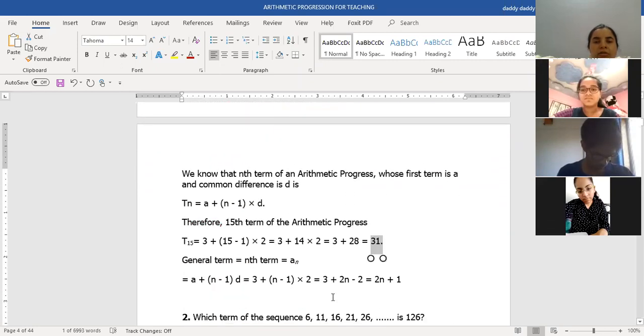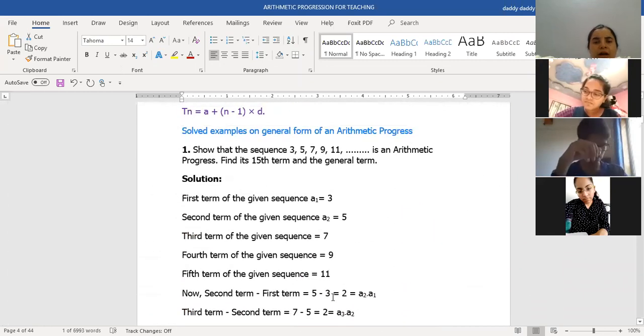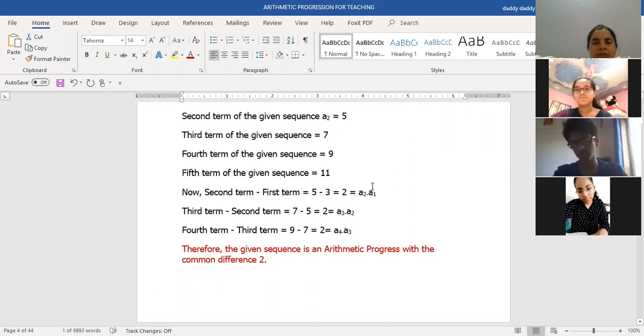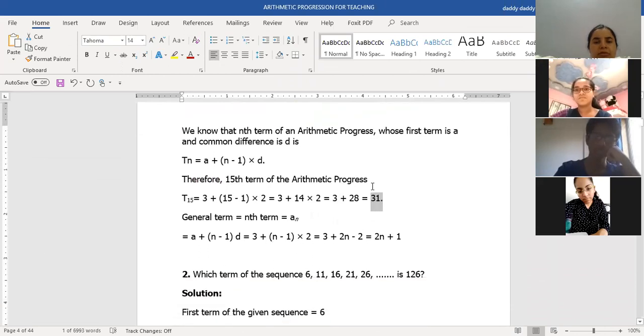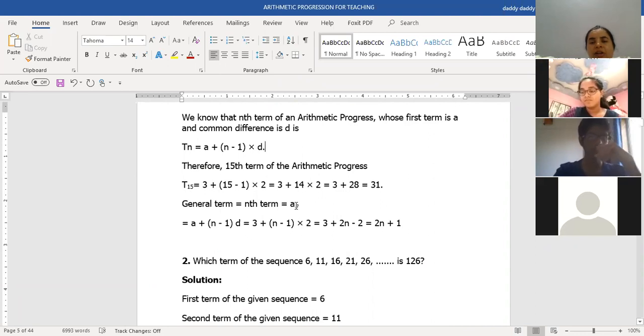Now, the third part of the question was that after calculating the 15th term, they also wanted the general term. Let's see how we calculate the general term. So general term means some nth term. They have not specified the value, so you will take it as an or tn.